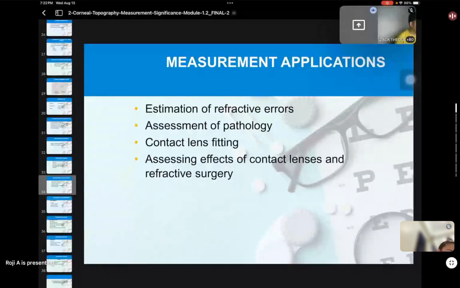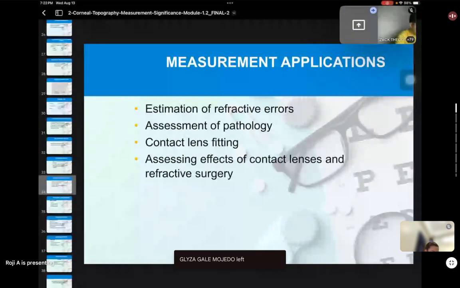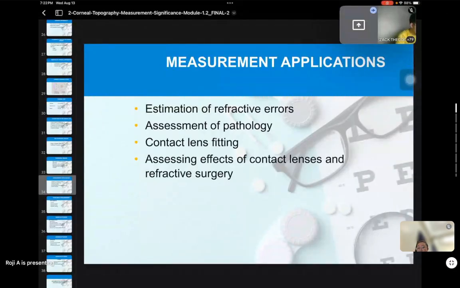From the get-go, it's a lot easier to say, yeah, of course I can estimate the refractive error. The greater the curvature, the greater the power. The lesser the curvature, most likely towards, what kind of error of refraction is this? Hyperopia, correct? The greater the curvature, the greater the myopia for sure, right? Make sense? Very good. All right.